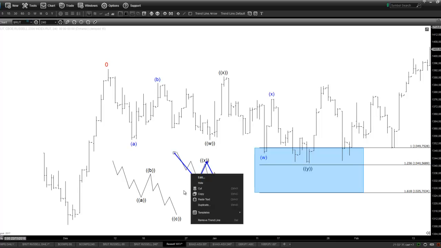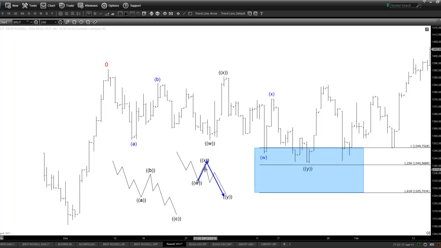Now how about the WXY? In the WXY, the subdivision of the W is in another 3, and then the subdivision of the Y is in another 3. Okay, so you can call it a 3-3-3 structure. So the difference lies in the subdivision. If you do not see 5 waves in the first swing, or in the first leg, you cannot label this as an ABC. As simple as that. So that is usually where the confusion comes.